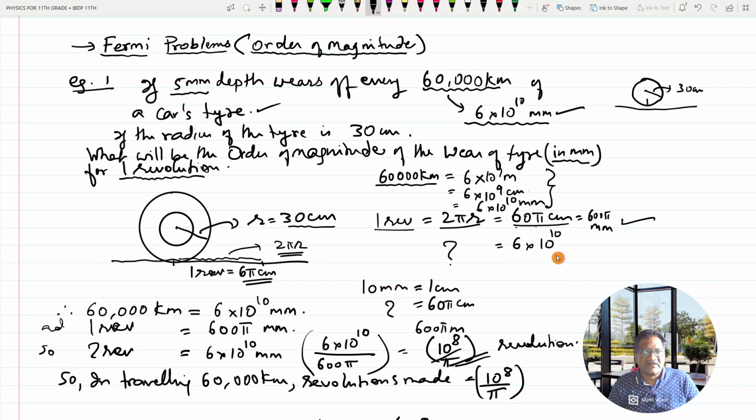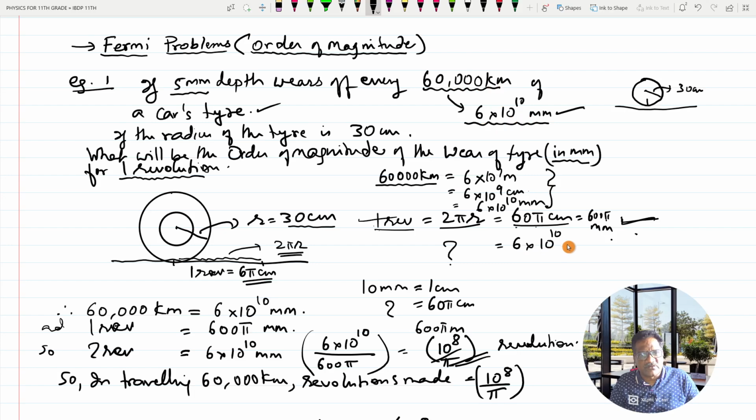Okay, is that clear? No, sorry, this is 600 pi millimeter, right? Now, if you see this relationship, one revolution is equivalent to 600 pi millimeter. One revolution is equal to 600 pi millimeter. And we know that the car has traveled 60,000 kilometer, that is 6 into 10 is to 10 millimeter.